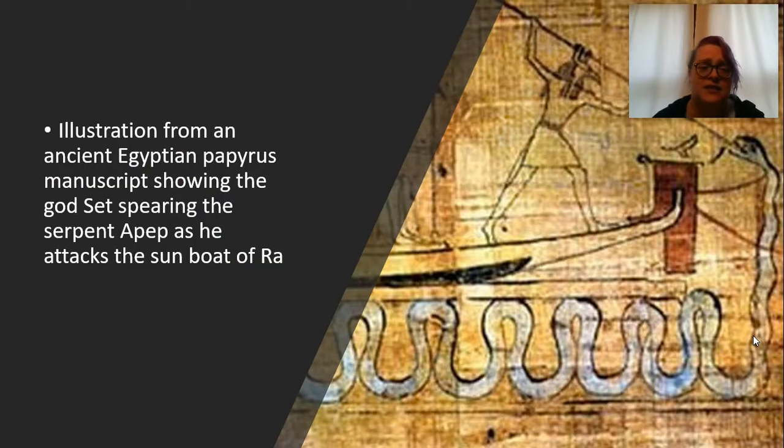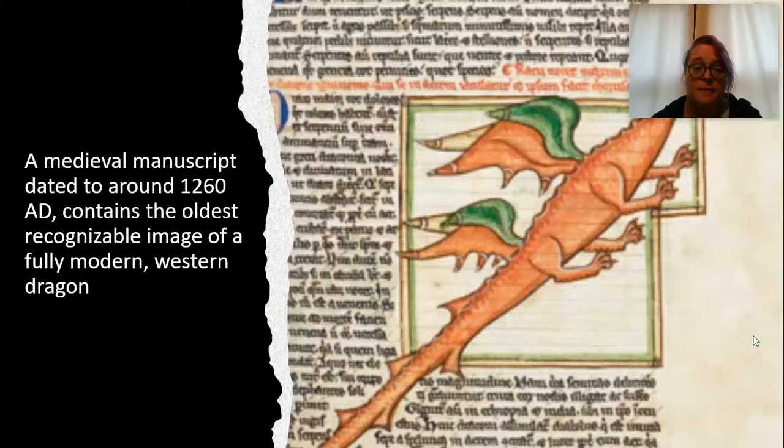Now, this is an illustration from the ancient Egyptians. It was done on papyrus, which is their form of paper, and it's showing the god Set. He's the guy up there with a sort of bird beak on his face, and he's spearing a serpent, Apep, as he attacks the sunboat of Ra. So they had dragons in their stories too, just like we have dragon stories, like How to Train Your Dragon or Dragons Love Tacos. But again, very different from what we're used to seeing, right? Very snake-like. I'm not even seeing any spikes or horns on this one.